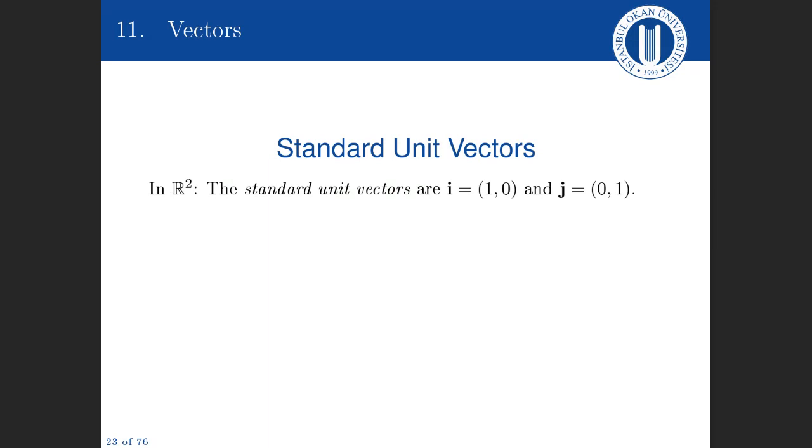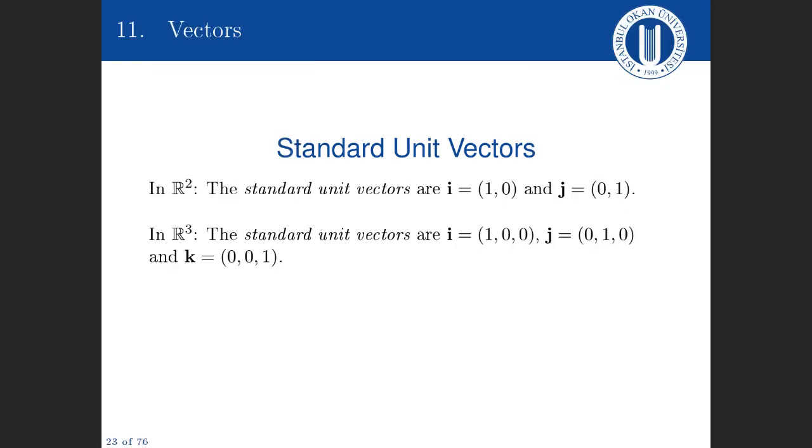In R2, there are two standard unit vectors. They are the vectors (1, 0) and (0, 1). And these vectors are called i and j. In R3, we need three standard unit vectors, i, j, and k. i is the vector (1, 0, 0), j is the vector (0, 1, 0), and k is the vector (0, 0, 1).